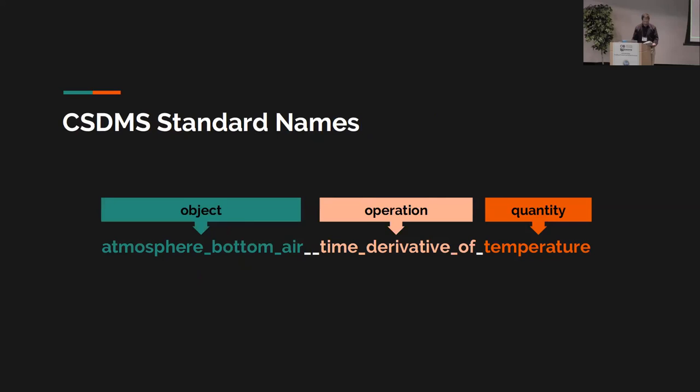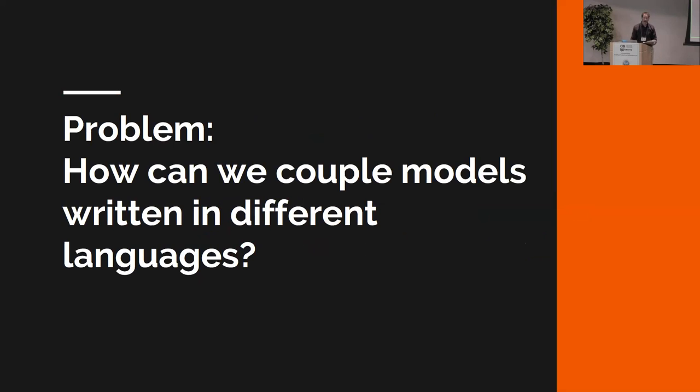Okay, so we solved this next problem. Now we've standardized interfaces for models, we've standardized the way we exchange information. The next problem is, how can we couple models written in different languages? So this is a pretty big one. This goes back to one of my early slides, where I had all those models in different shapes and sizes in different languages. So far we haven't addressed that.